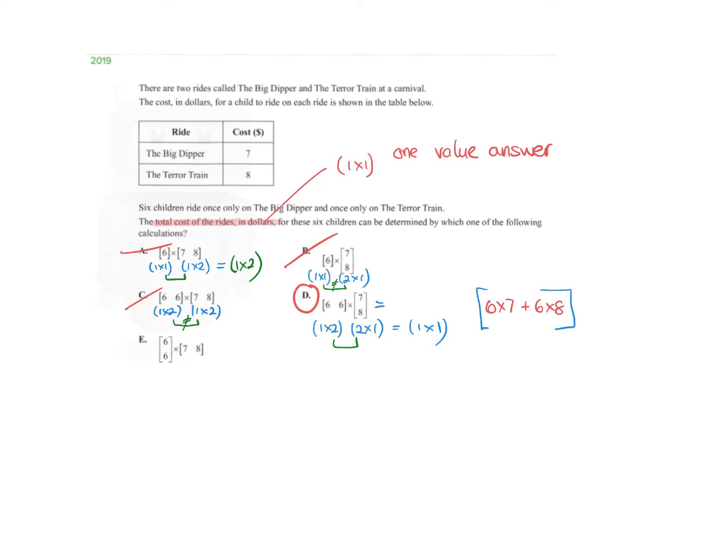Now you would move on once you get your answer. And if you have time at the end of the exam, come back and check the one that you haven't done. Does that one make sense? It is defined, but it's not good. Why is it not good? It's going to be a 2 by 2, and we want just one answer.